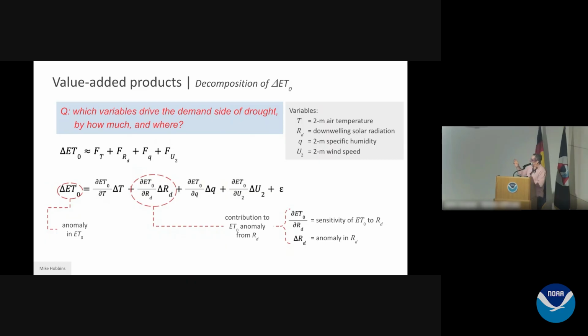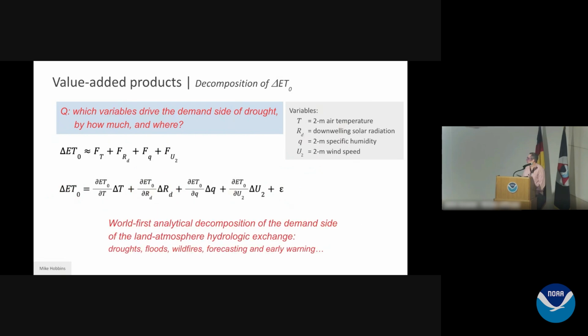So we can decompose every anomaly in evaporative demand. We do it on a daily basis, and we get the daily contributions from each of these. The last term on the right-hand side is this closure error, because there are assumptions inherent in this decomposition, and they're wrapped up into this closure error. And what you want to see is that that closure error is small relative to these other terms, and then you're getting actual information. So what does that look like?